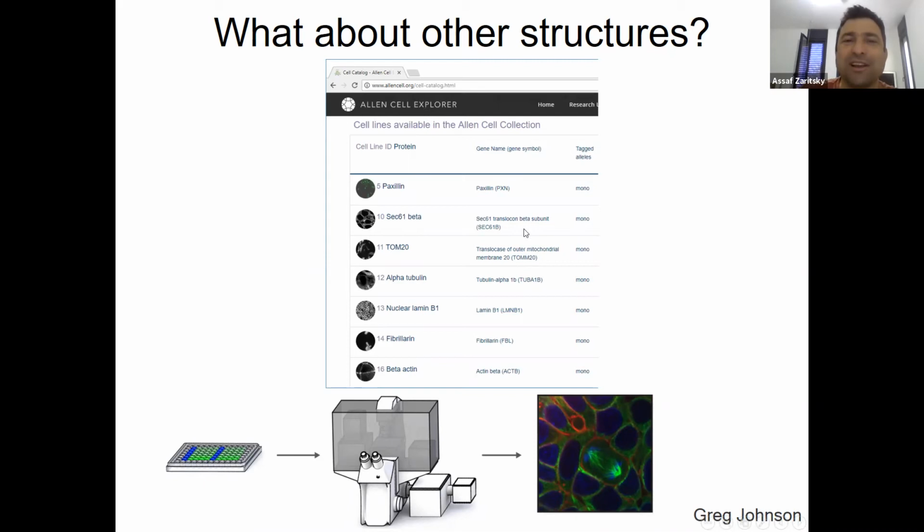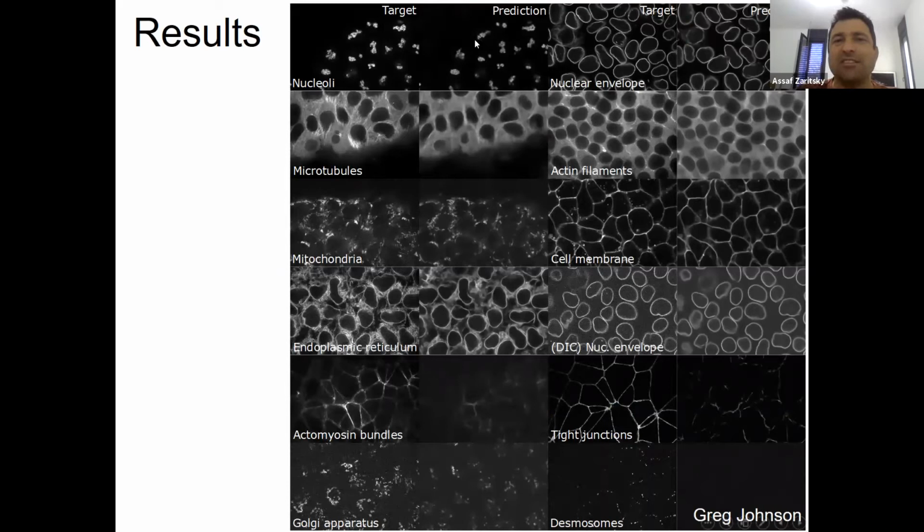So you can buy these cells with different organelles tagged within them, so you can take an image of them. They have, I think, 19 different, no, they have even 30 or something now cell lines, but they have 19 big data sets that you can play with. And here are different examples: this is the target and this is the prediction. You can see that the results are relatively good, not always.